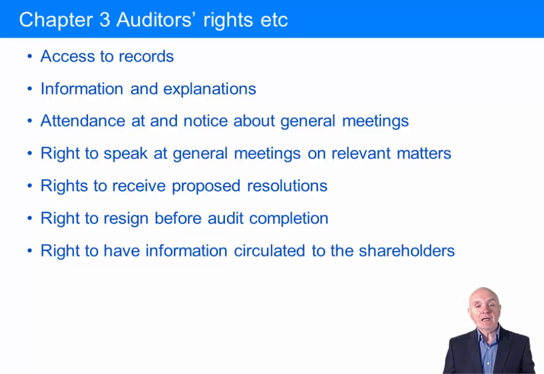And then the auditor can also have a right to information circulated to shareholders. For example, what would happen if the financial statements, when they came out, were wrong? Two months later, it was discovered there's some error in the financial statements, a serious error. Then it is possible for the auditors to insist that an amended set of financial statements would be sent to the members.